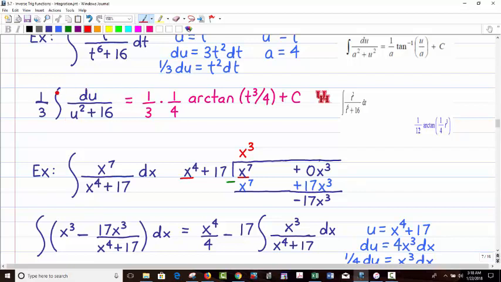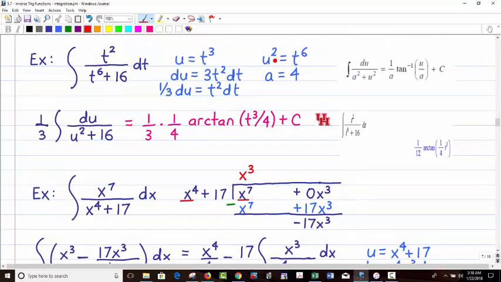So there we go. The 1/3 comes from this du adjustment. 1 over 4 is 1 over a, which is 4, so it makes it 1/12 arctan of u over a, which is t cubed over 4. And that would give you what I have. Well, there's that same thing. Obviously I didn't multiply them together to get 1/12, but it's the same answer: 1/12 arctan of t cubed over 4, plus c.